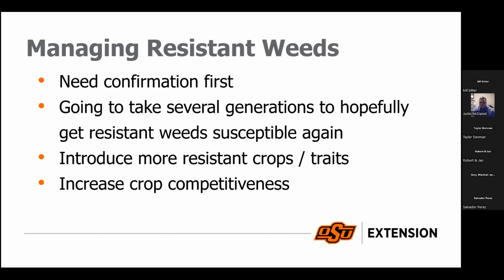Also, increasing crop competitiveness, so making sure your fertility is right. For example, in the pasture, get your fertility right with your Bermuda grass. Don't overgraze it. That kind of stuff can actually be incredibly competitive against those resistant weeds. And it's not something where you have to rely on herbicides, so you can actually outcompete those weeds. They die back, and then it'll decrease your weed pressure.